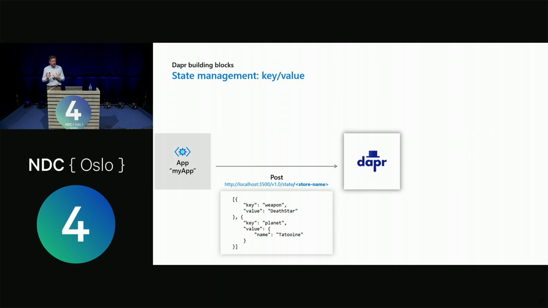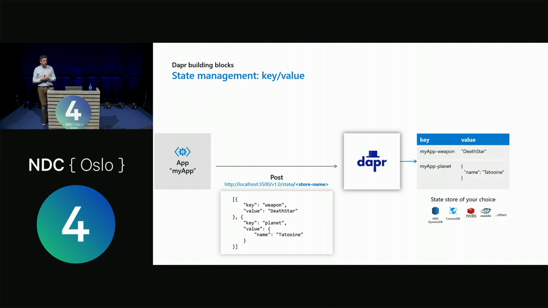State management, again, is a key-value implementation, but a value could, of course, be a document. You can store any complex object in here. So if you want to store something, you make a post to the state URL, specifying the name of the state store, and then you pass in a key and a value. This could be a simple integer or string, or a complex document. Dapr will then store that data for me, and depending on my component YAML file, it will be stored in the state store that I chose, be it Redis or Cosmos and so on.